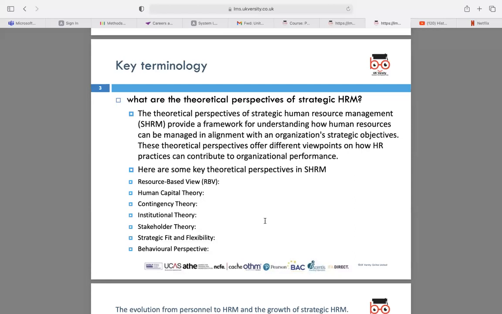So talking about the resource-based view, what is the resource-based view? It was the managerial framework basically used to determine how strategic resources in a firm can be exploited well to achieve advantage. So an organization already has a specific set of resources.